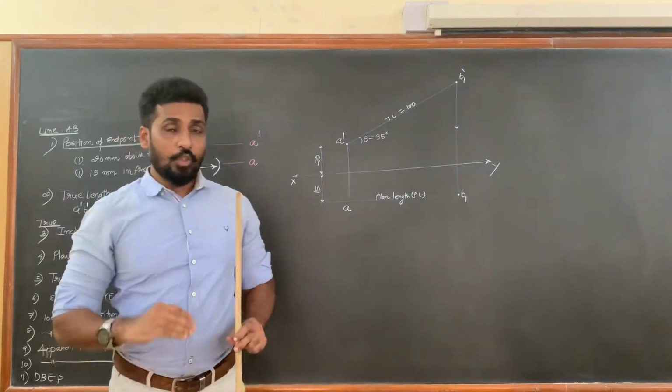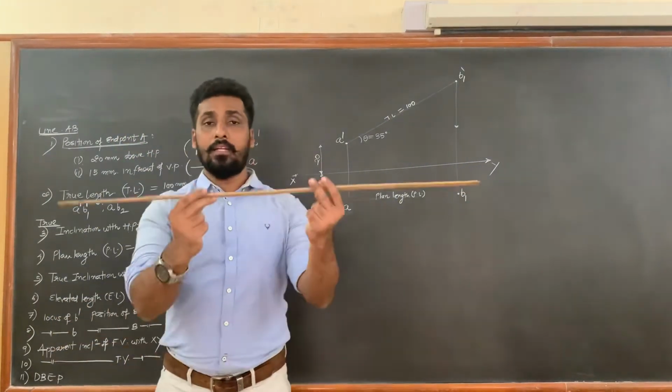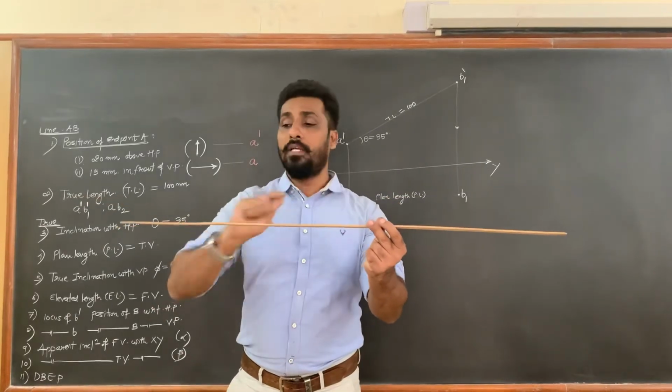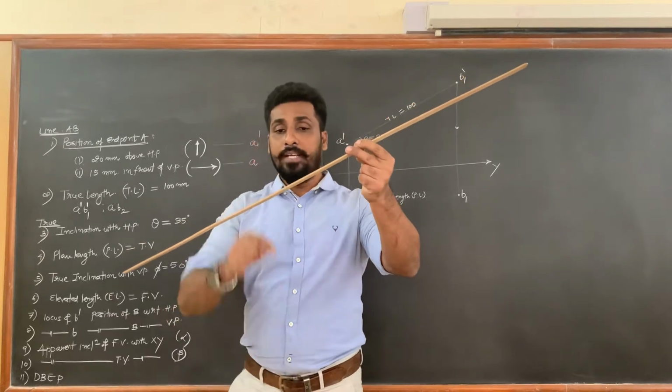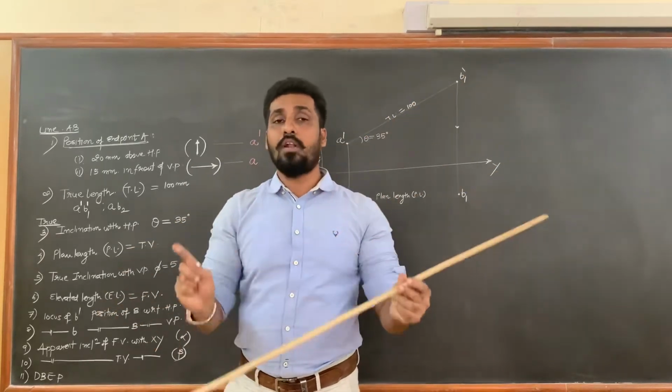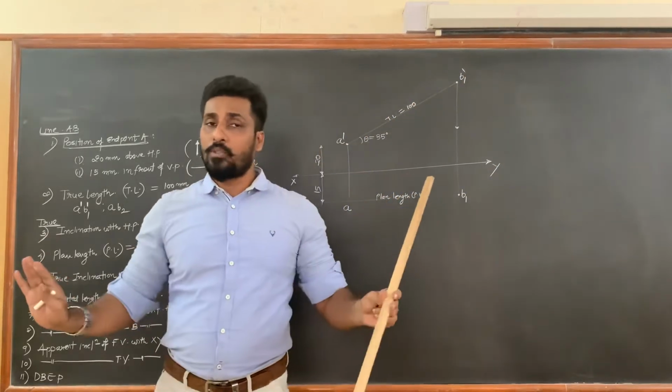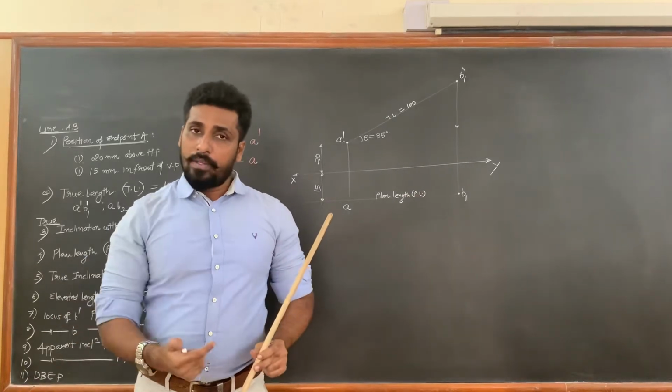Stage 1 is complete. In stage 1, what I simply did was take the line, keep it parallel to the HP, keep it parallel to the VP, fix the endpoint A, incline it with the HP by an angle of 35 degrees, and draw its top view. The top view is called the plan length. The stage 1 is complete. Now let's begin with the stage 2.